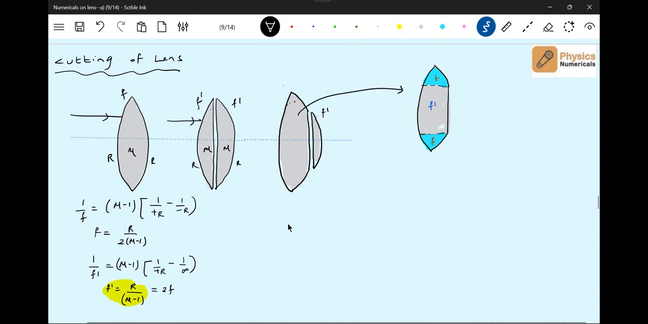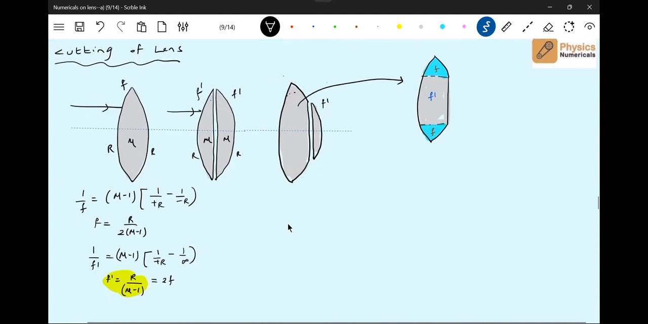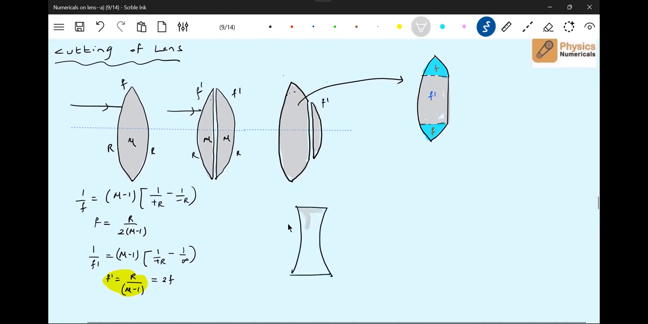Similarly, it is the same thing with the concave lens. Even with the diverging lens, the condition is the same. So if you take the diverging lens and cut it into two equal parts, let the radii be r, mu, r. The focal length of this will be, and we know that f should be equal to minus r by (mu minus 1).